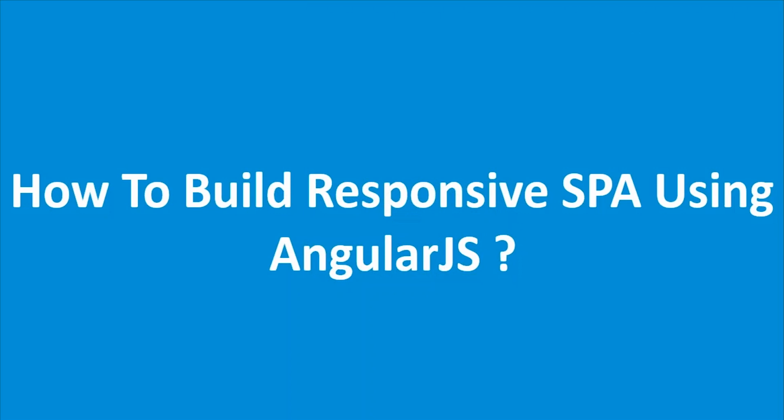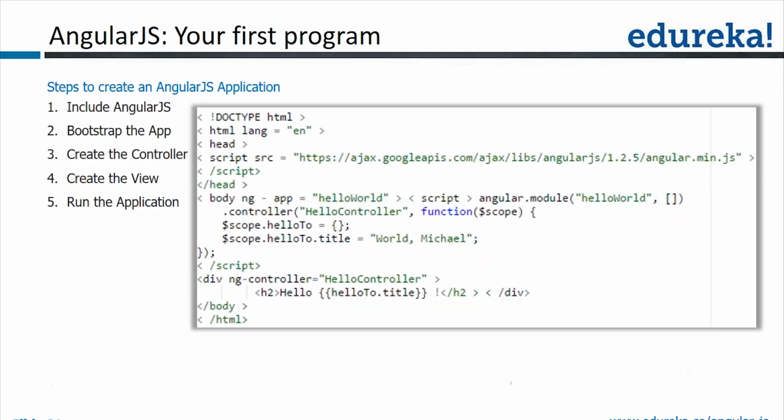How to build a responsive single page application using AngularJS. Till now we were discussing all the theoretical part. It might be boring, so let's go to the programming. First, if you want to build your first AngularJS application, what do we need to do? Get an AngularJS file from the internet. You can use the CDN or a normal static file. But if you are going to deploy your application, you'd better use the CDN. That will give more performance.